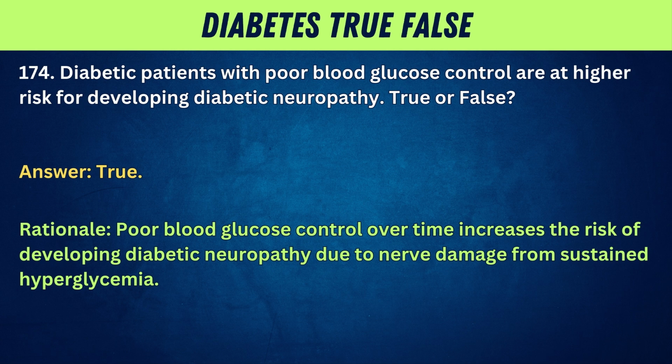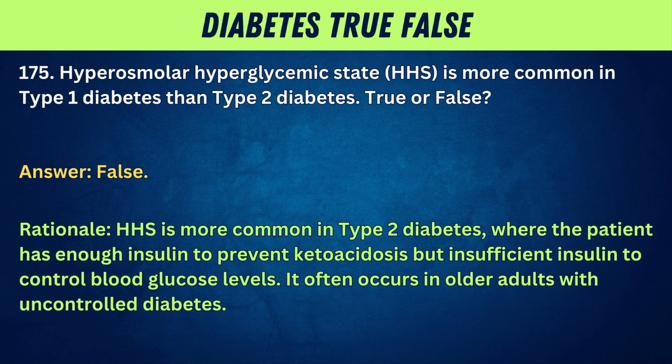Rationale: poor blood glucose control over time increases the risk of developing diabetic neuropathy due to nerve damage from sustained hyperglycemia. 175. Hyperosmolar hyperglycemic state, HHS, is more common in type 1 diabetes than type 2 diabetes. True or false? Answer: false.